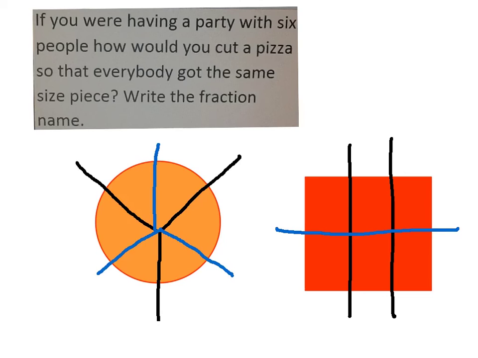So now, if we're trying to name the fraction piece, we'll change colors one more time. We're talking about what's the name of one of these pieces. So when I write my fractions, 1 goes at the top, and how many pieces goes at the bottom, so that's 1/6. Both of these are equal representations of 1/6.